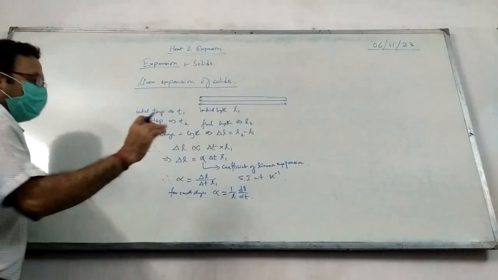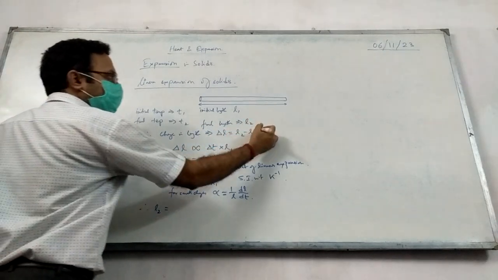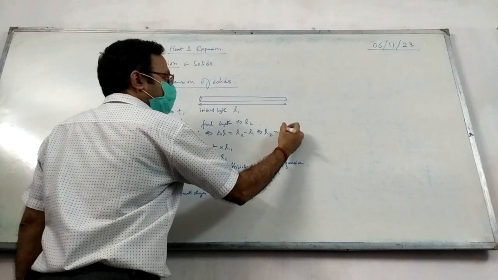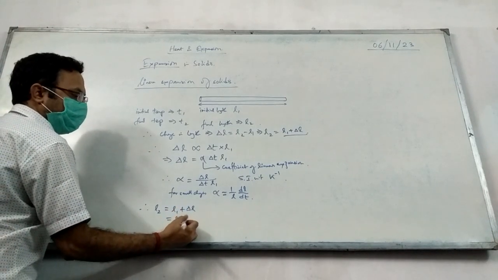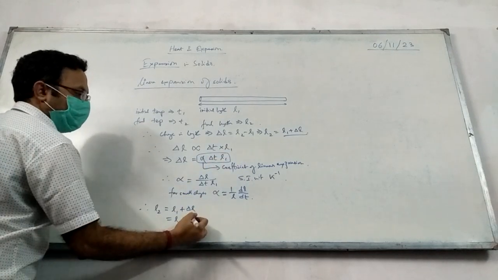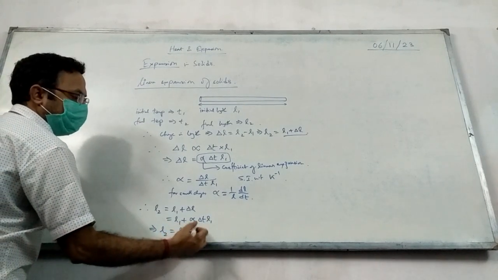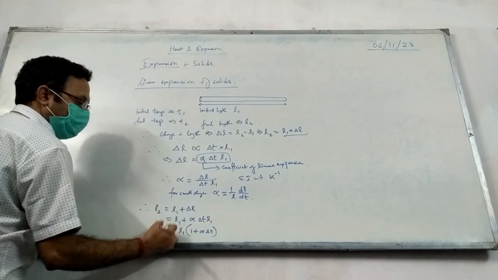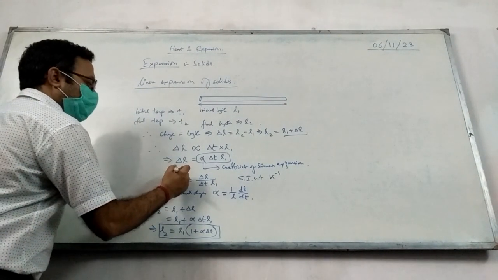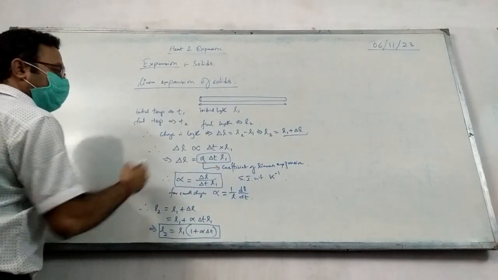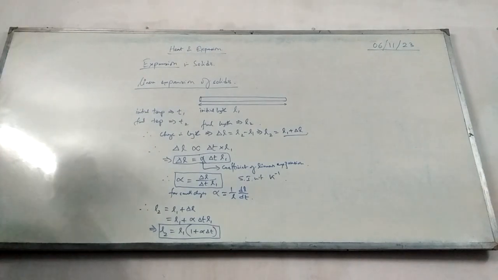Now the final length L2, what will it be? L2 is L1 plus delta L. Delta L is alpha delta T L1. So L2 we can write as L1 taken common, 1 plus alpha delta T. So to find the final length we will use this formula, to find the coefficient of linear expansion we will use this formula, and to find the change in length we will use this formula. Alright.